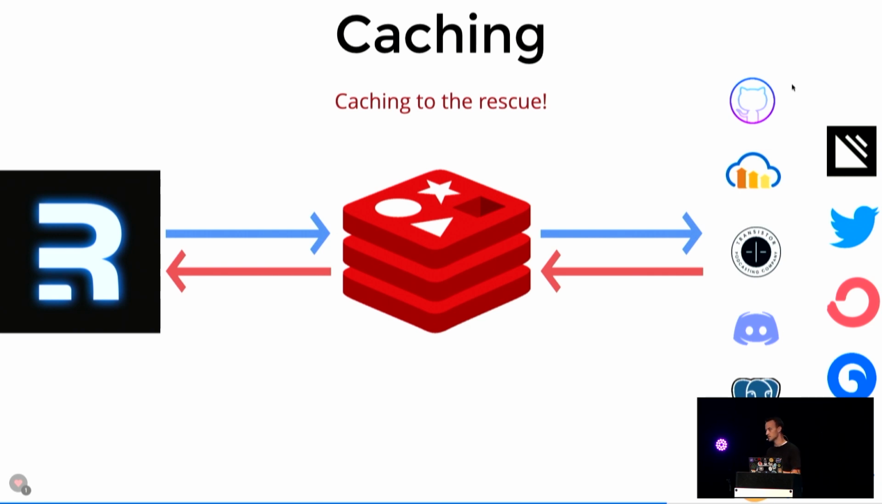I also use LRU cache, or what is it called? LRU cache, I think, is what it's called on npm, for some in-memory cache stuff that I only want cached for like 60 seconds. So it doesn't make sense to put it in Redis.